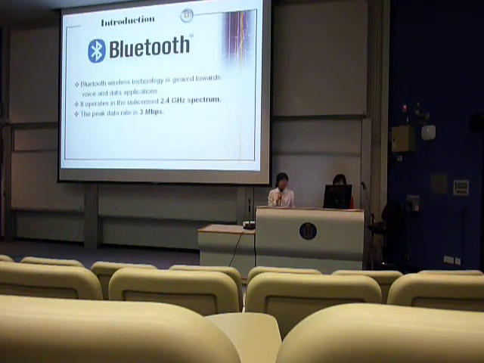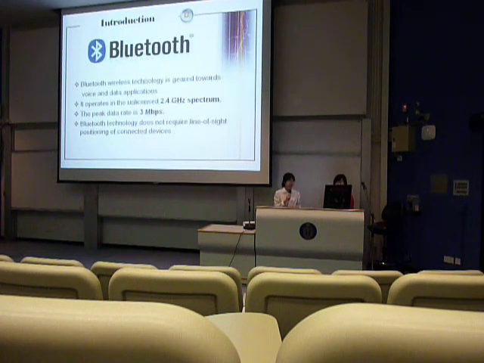The peak data rate is 3 million bits per second, which means we can transmit a high-definition picture within 1 or 2 seconds. And Bluetooth technology does not require line-of-sight positioning of connected devices, so we can send or transmit signals from all directions. This feature makes Bluetooth easier to use. So Jean, can you introduce some applications to us?